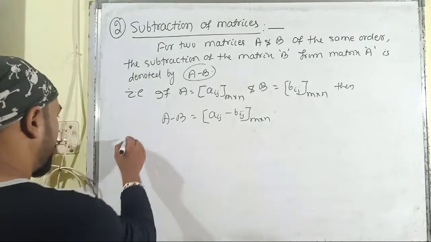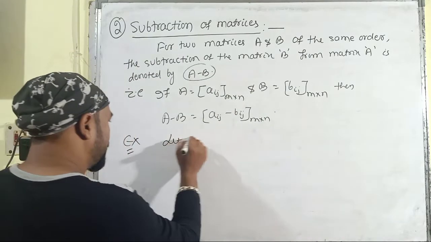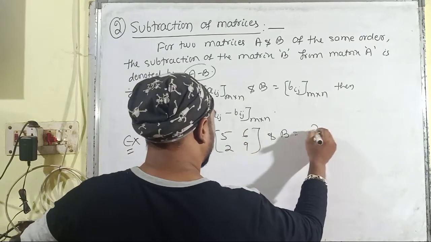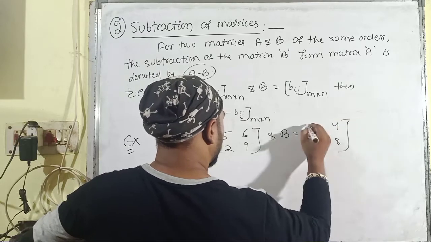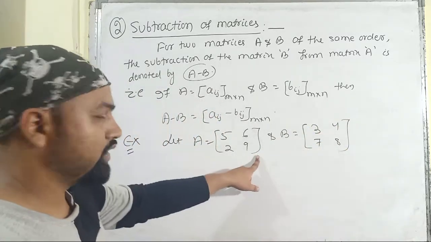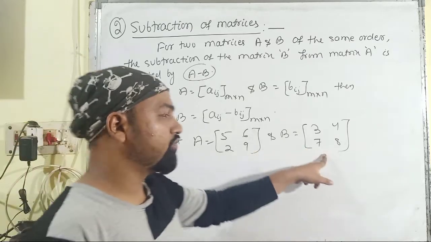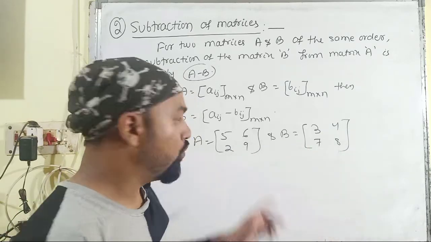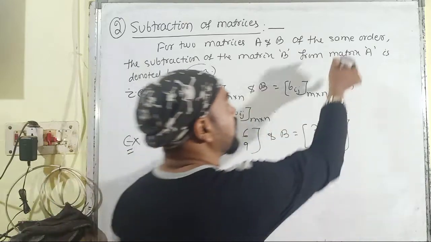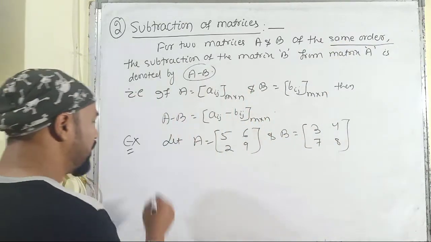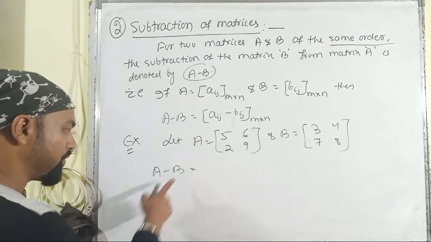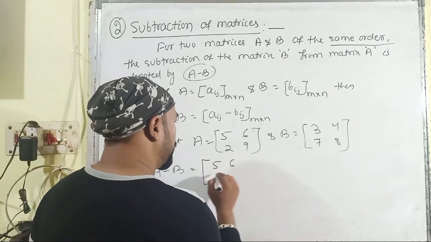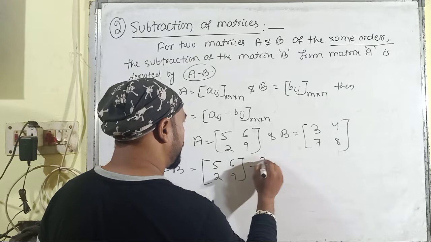So let us discuss some examples. Let A is equal to [5 6; 2 9] and B is equal to [3 4; 7 8] be the two matrices. A is of order 2 cross 2 as well as B is a matrix of order 2 cross 2. That means both matrices are comparable, that is, both are of the same order. Then we can find the subtraction of the matrix B from the matrix A, which is represented by A minus B. And here we just subtract the corresponding elements of both matrices.